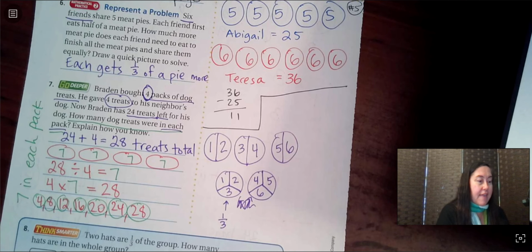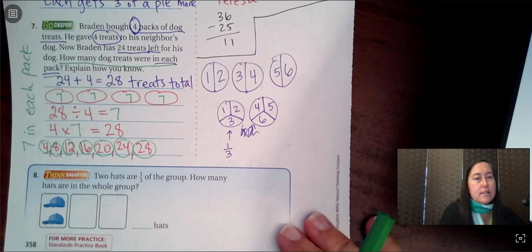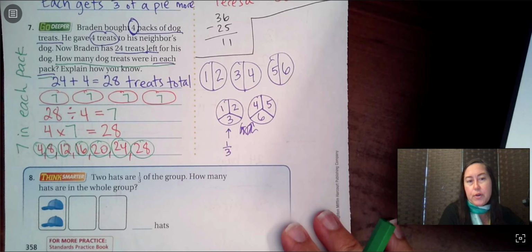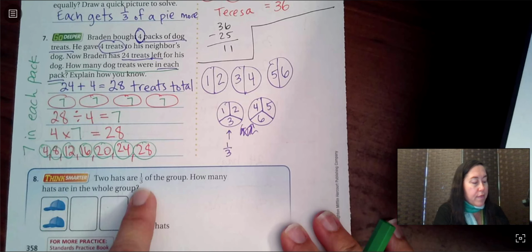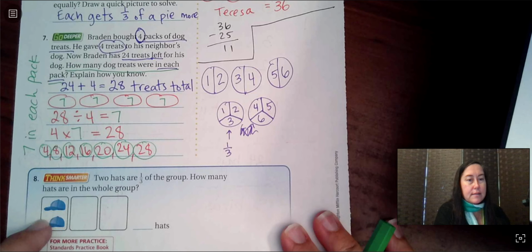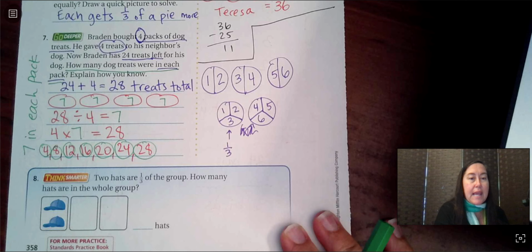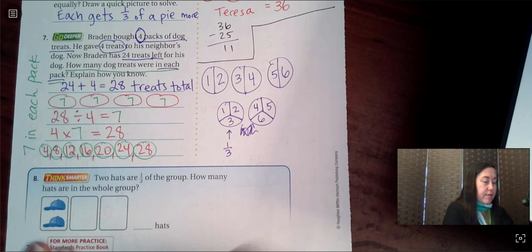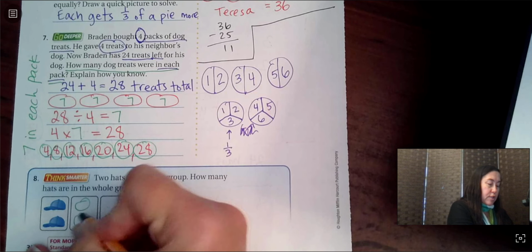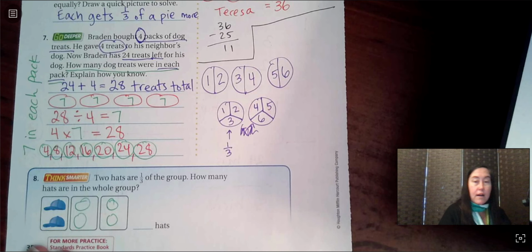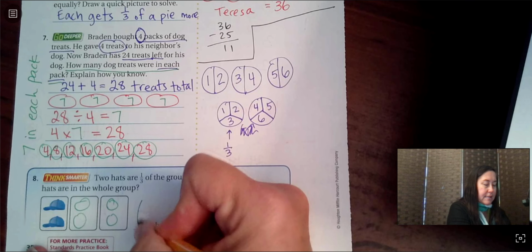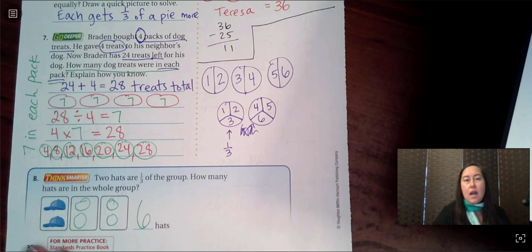All right. And the last one, I think hopefully should be easy peasy for you. It says 2 hats are 1/3 of the group. You can see the 2 hats are 1 part of the 3 equal groups. How many hats are in the whole group? Well, if there's 2 here, you're going to have 2 here, and you're going to have 2 here. How many total hats? 2, 4, 6 hats. Awesome.